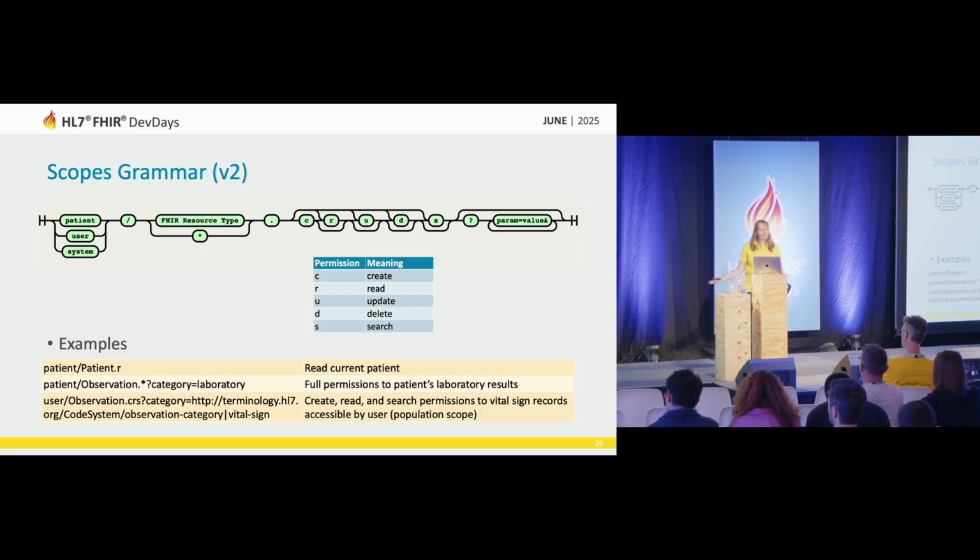So in the grammar version 2, you can see that they added a search parameter, which would just be a regular FHIR search parameter, and then you can limit that permission further based on that search parameter as a filter. In my example, it has the observation there with the category set to laboratory. So that would be one of the options for searching. But you can create more complicated search constructions there as well.